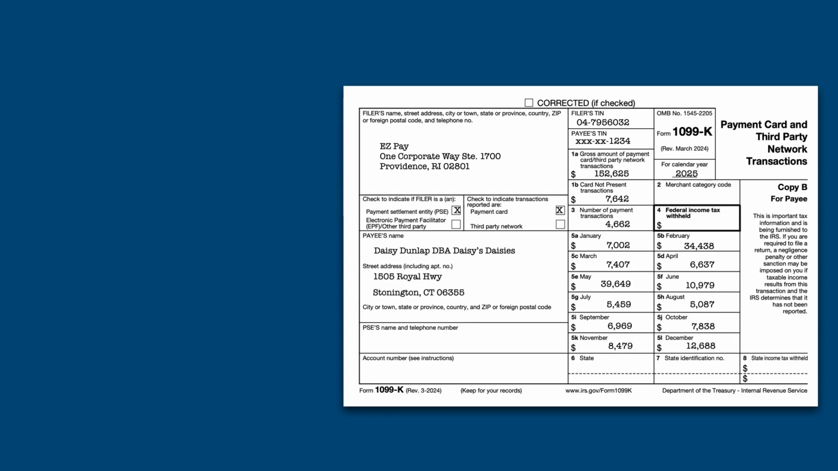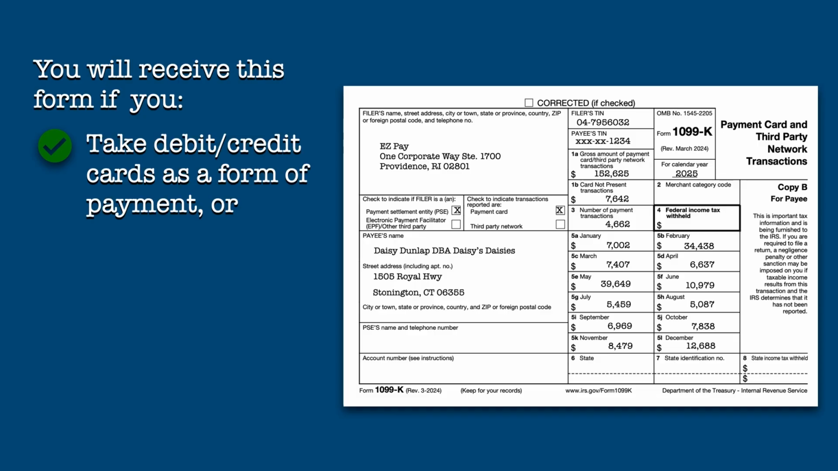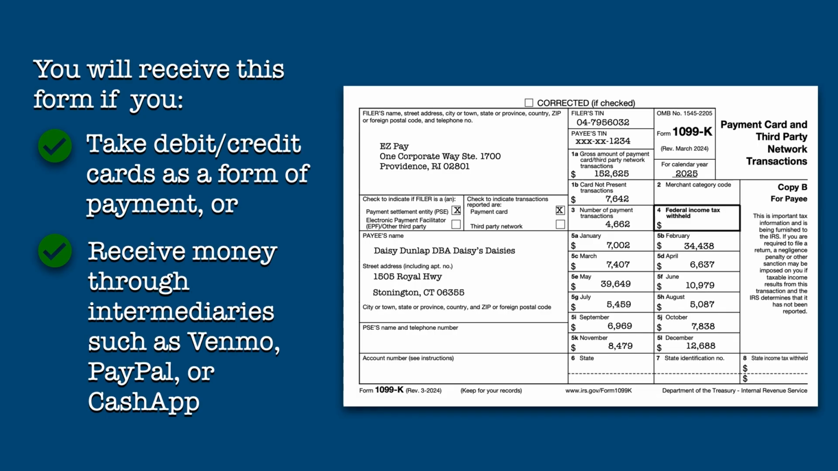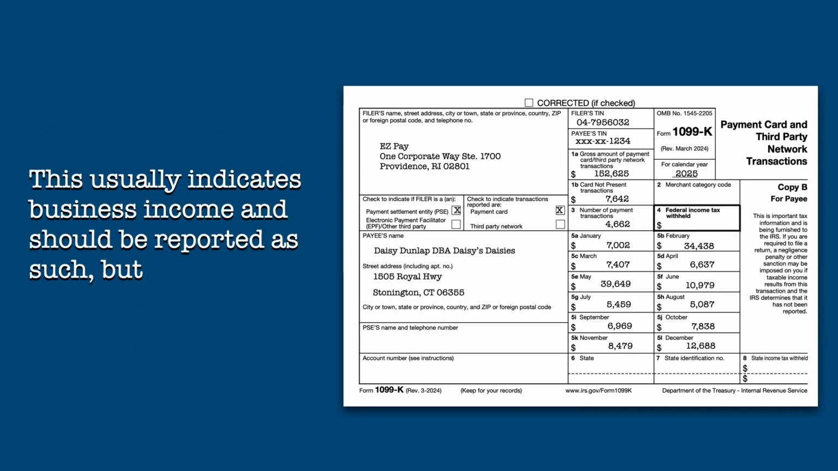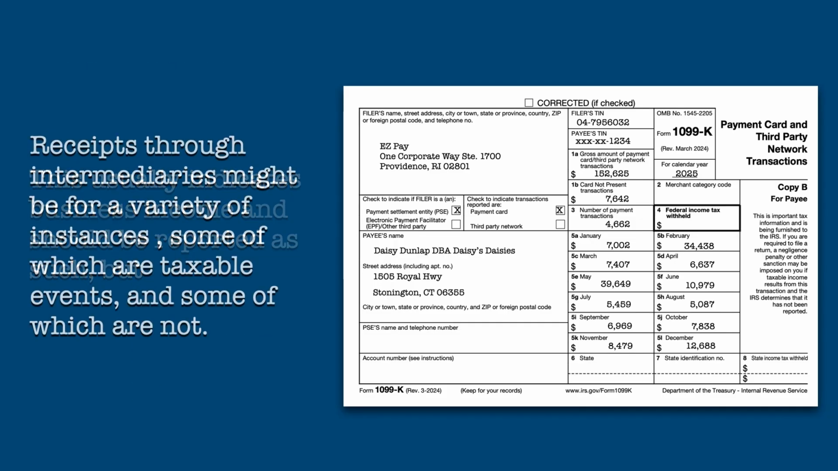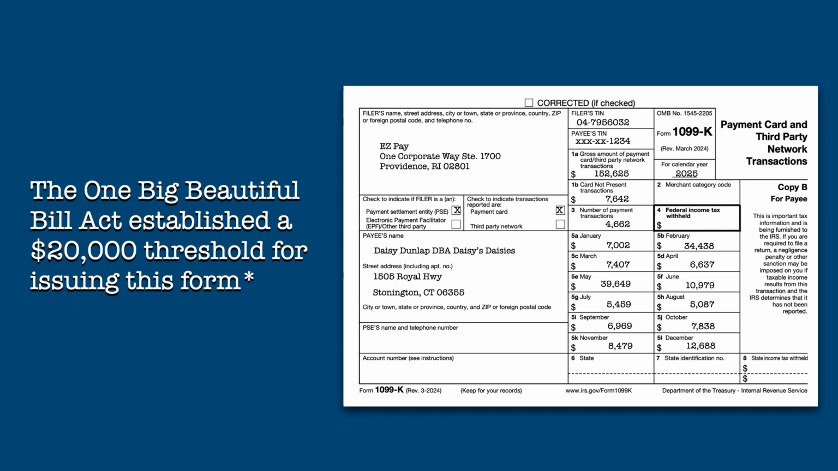Form 1099-K, Payment Card and Third-Party Network Transactions. You will receive this form if you either take credit or debit cards as a form of payment, or you receive money through intermediaries such as Venmo, PayPal, or Cash App. This usually indicates business income and should be reported as such, but receipts through intermediaries might be for a variety of instances, some of which are taxable events and some of which are not. The OBBBA established a $20,000 threshold for issuing this form.